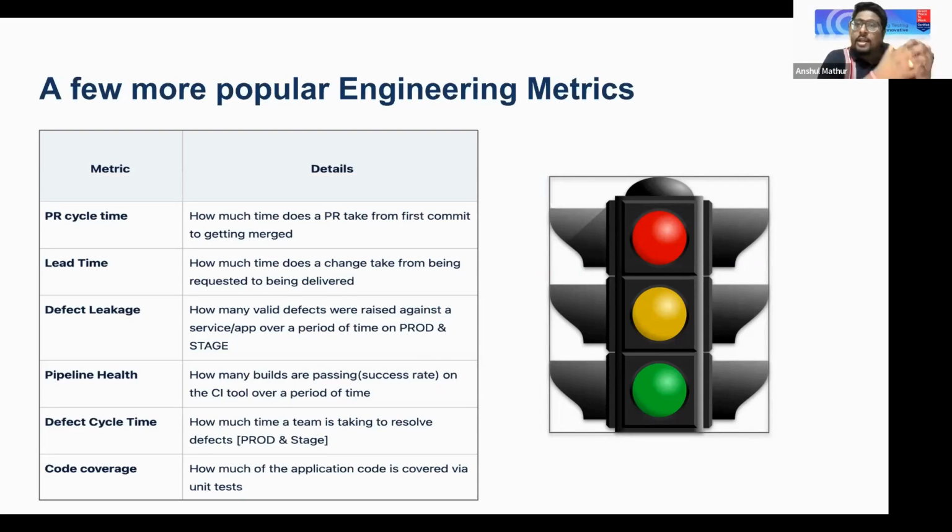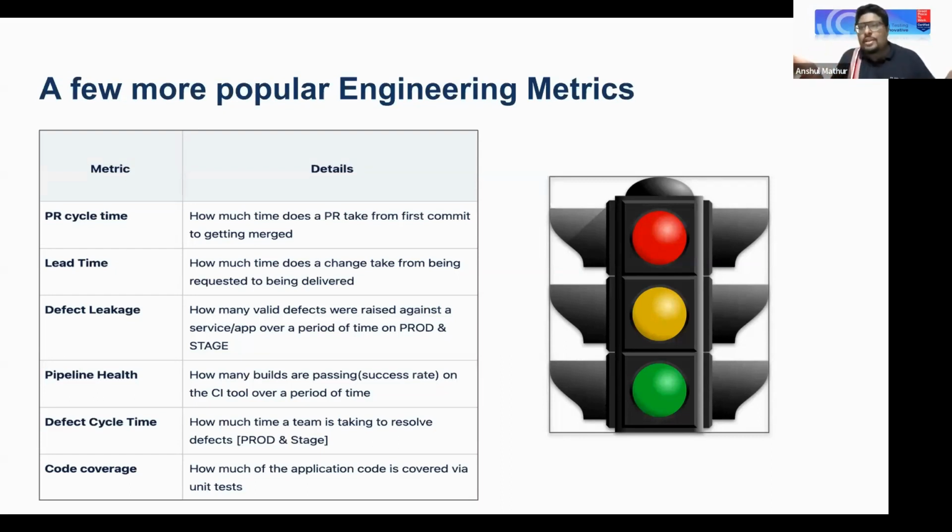Pipeline health. Now that we are talking about CI/CD pipelines a lot, the health of the pipeline, as in the success rate at which you are able to deploy your builds, is very crucial, right? It basically means the rate at which your application could be compiled and built successfully versus how many times that pipeline has failed, right?